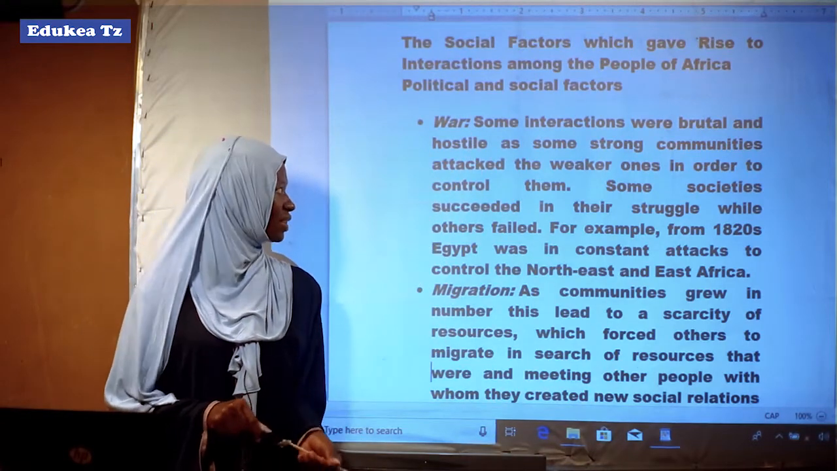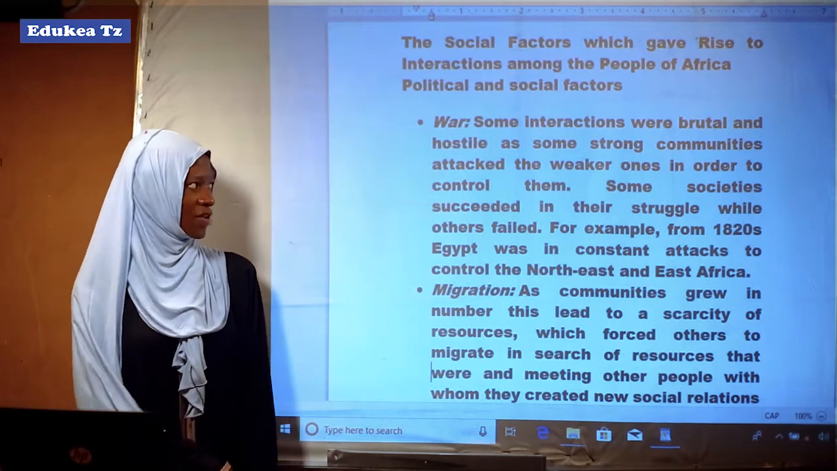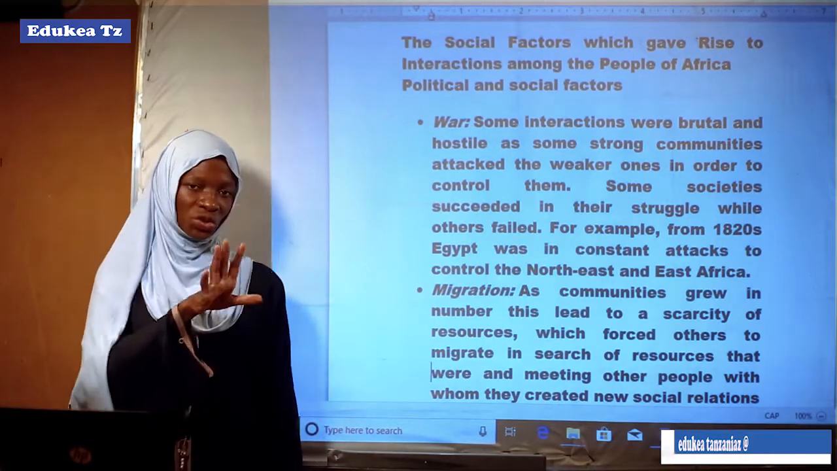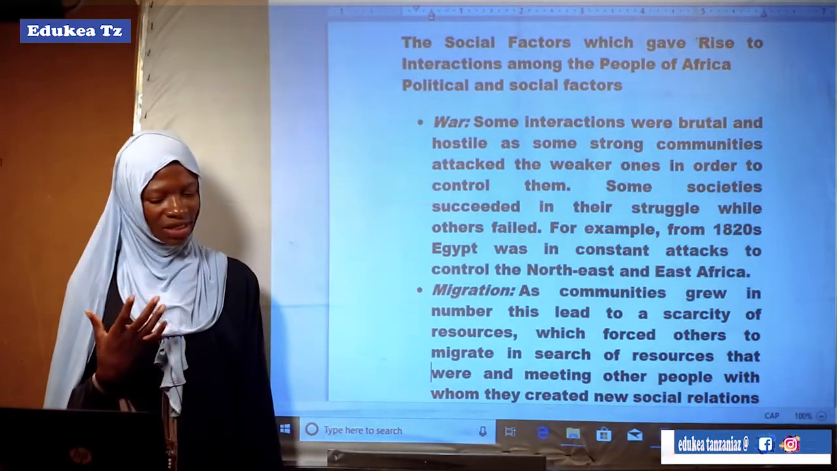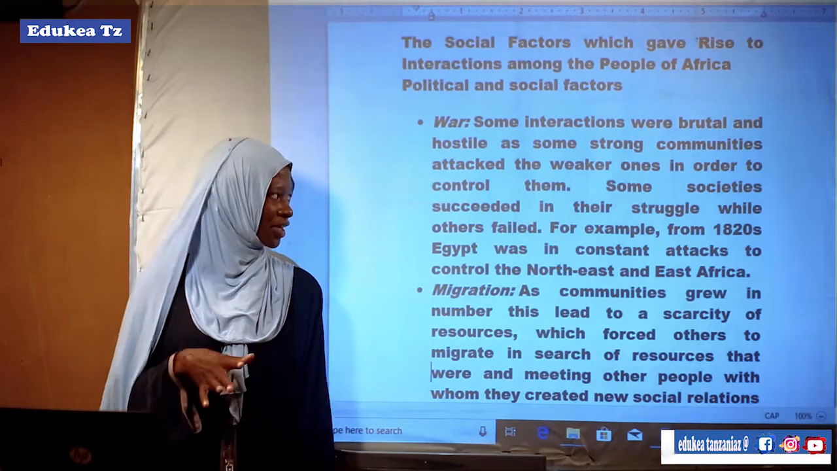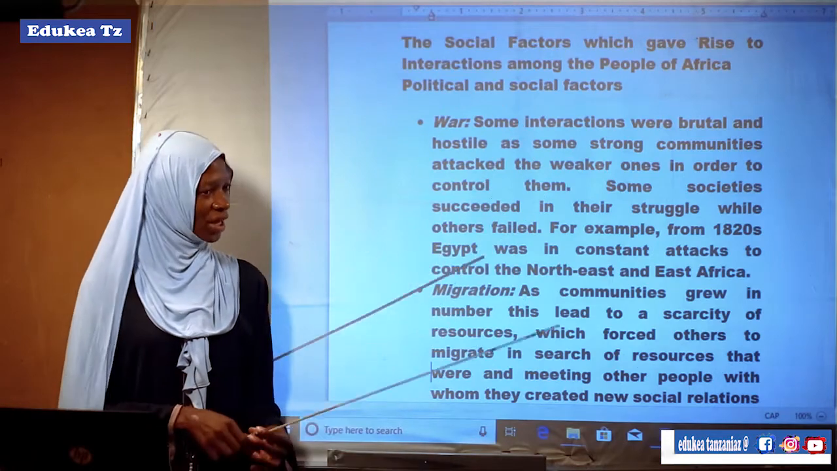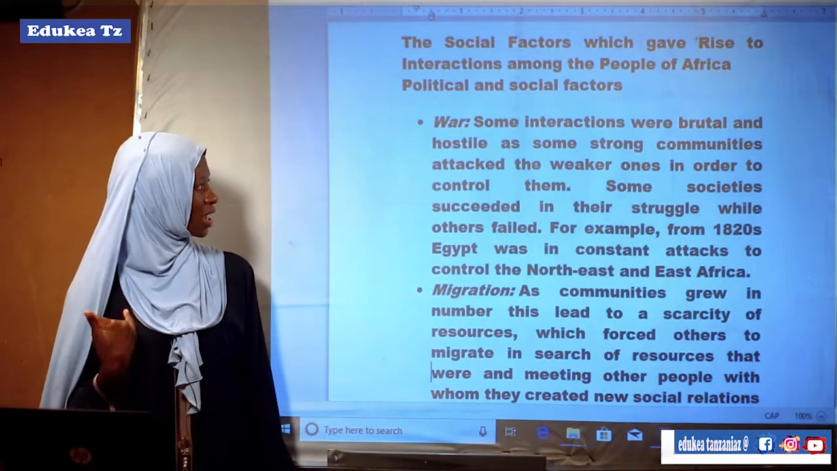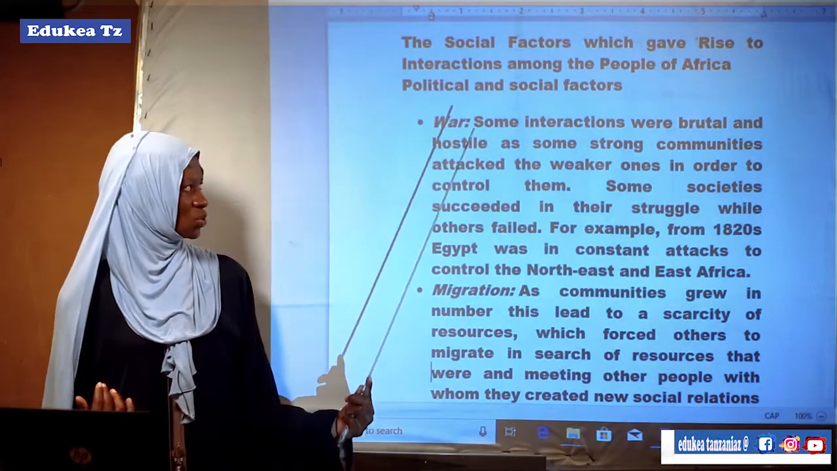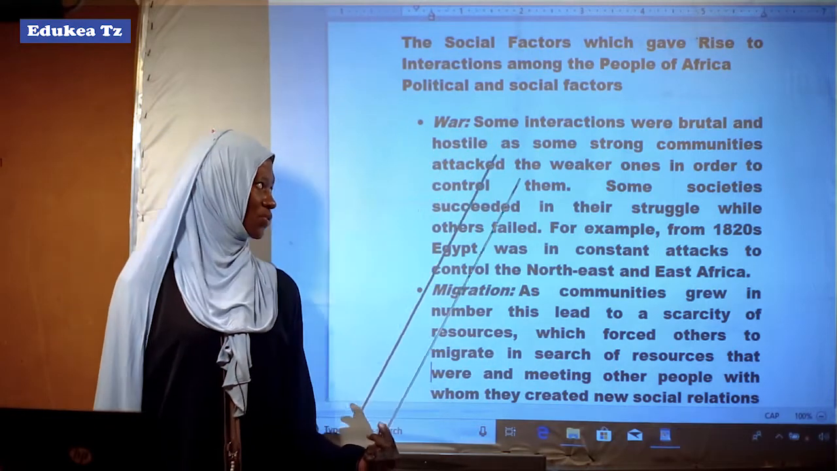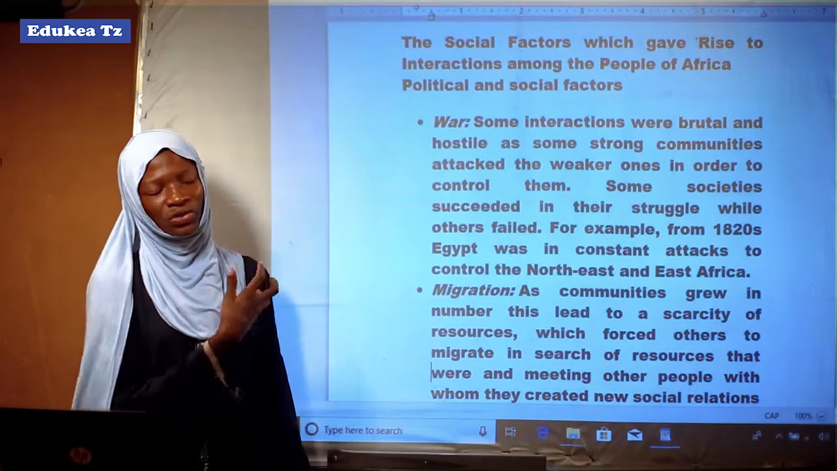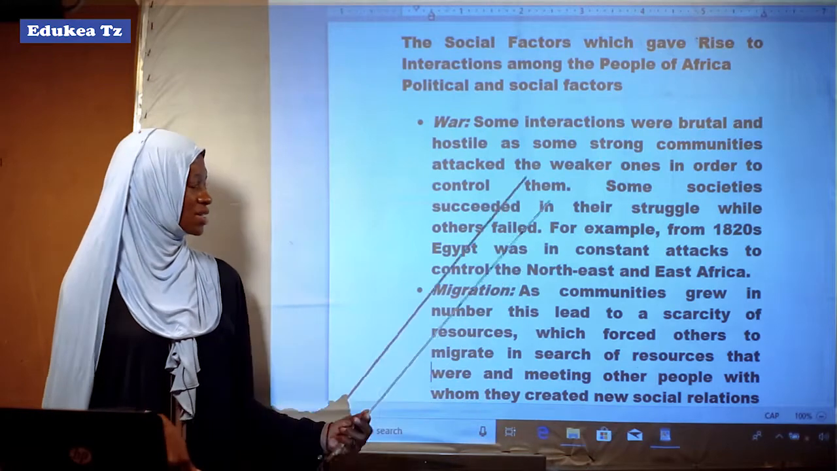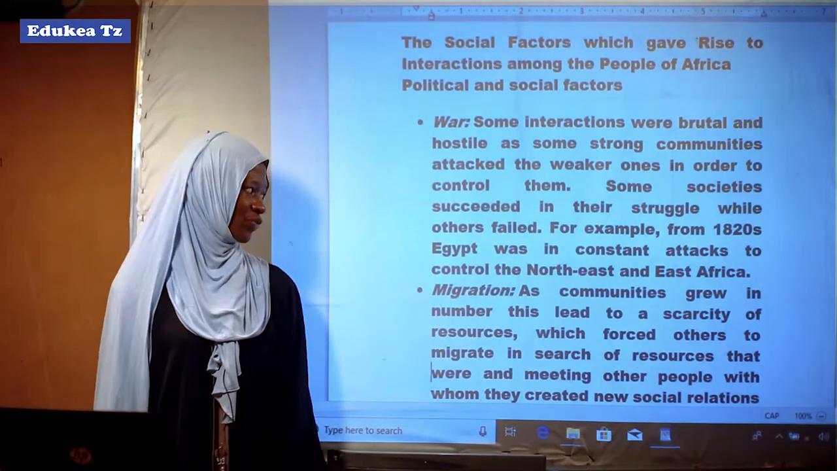War acted as one factor which made people leave their houses and move to another place. The commonly known example was the Ngoni migration, where the Ngoni-speaking community moved from Natal to the interior part of Africa. This was due to the Mfecane War. They were not able to fight the Zulu expansion, which forced them to leave their houses.